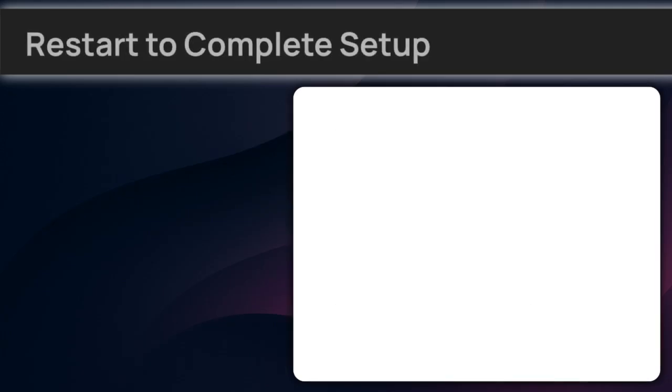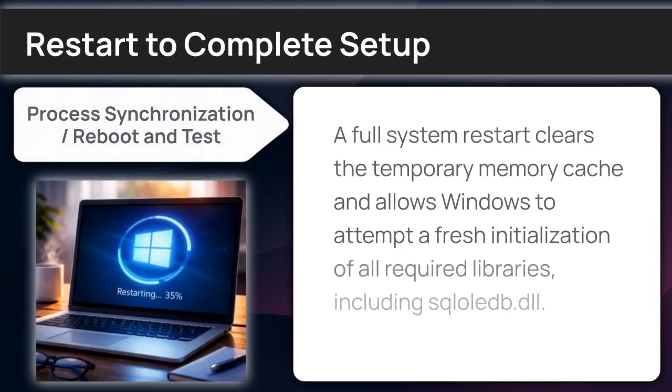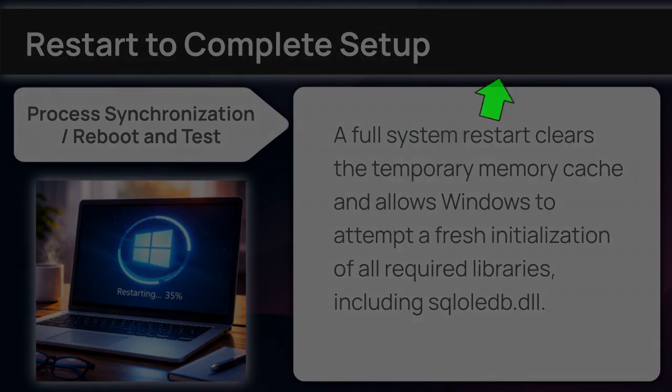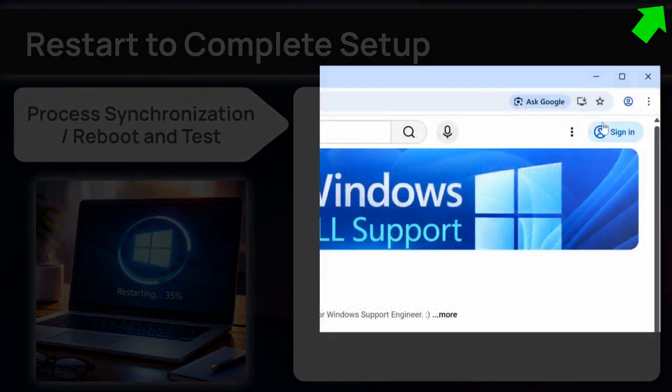A full system restart clears the temporary memory cache and allows Windows to attempt a fresh initialization of all required libraries, including Sqloledb.